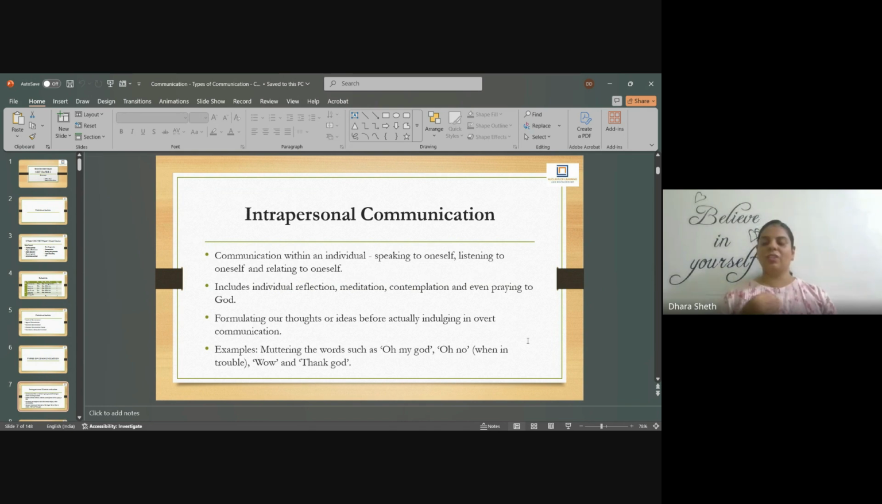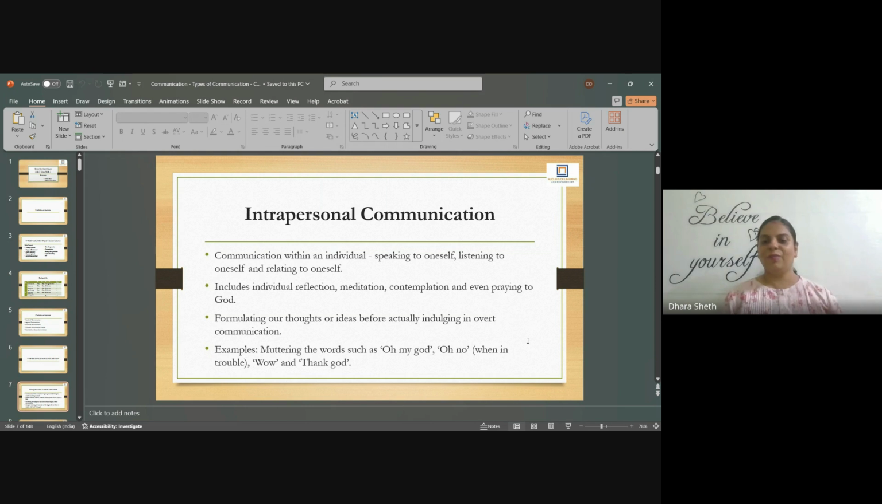Intrapersonal communication, communication with your own self. That is speaking to oneself. Soliloquy, speaking to your own self. In Shakespeare's dramas, this used to be there. Hamlet was talking to himself, or when you see someone voicing out their thoughts loud in a movie, speaking to oneself, listening to oneself, relating to oneself. Individual reflection, you write your journal. Meditation, contemplation, even praying to God.